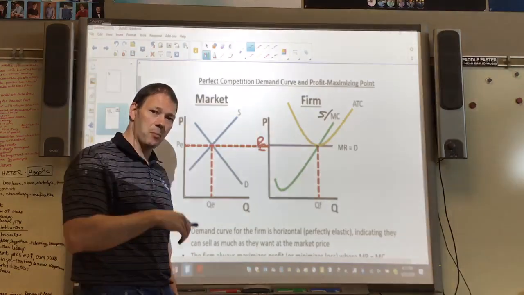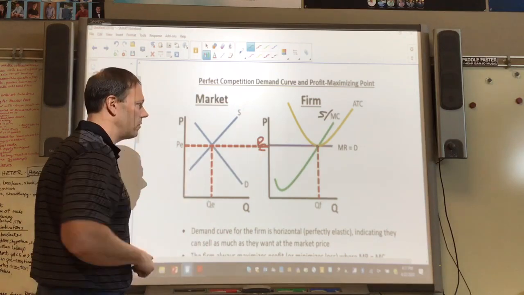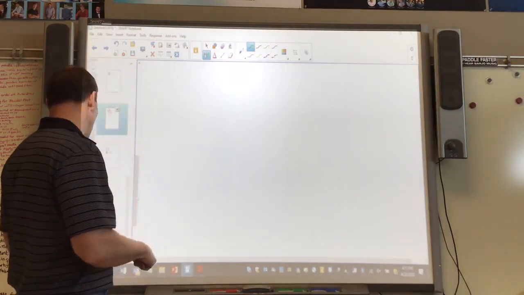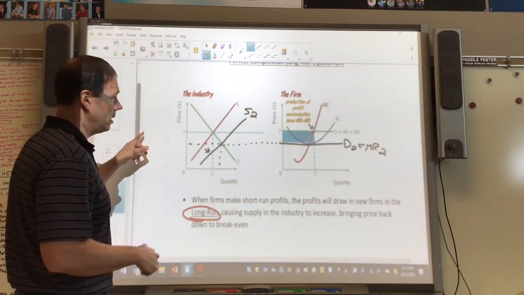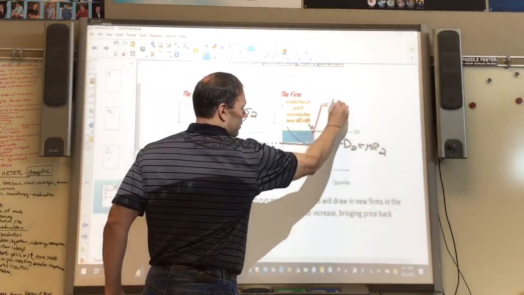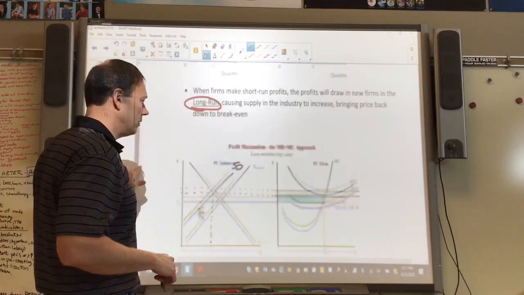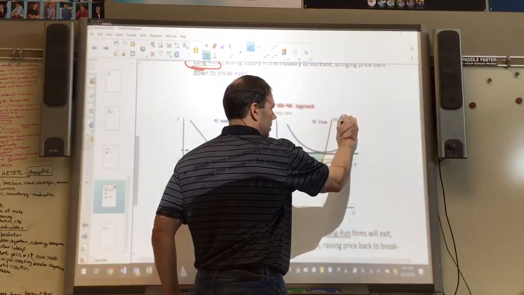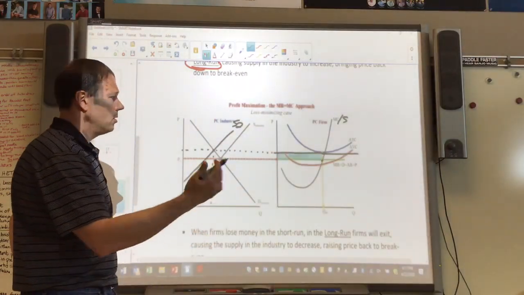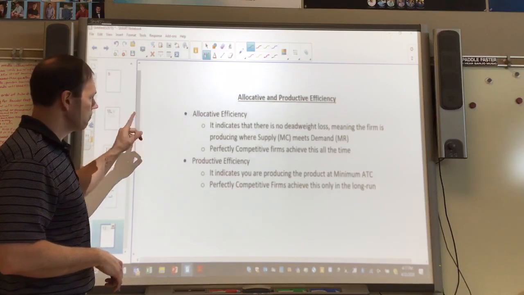So the good news about perfectly competitive markets is they always achieve allocative efficiency. There is no deadweight loss with these firms. You can look there, you can look in the long run, okay? In other situations, even here, this is where they're making profit. You're still producing, if this MC is the same as supply, where supply meets demand. If you look at this scenario where they're losing money, okay, because MR is D and MC is supply, you're always producing where supply meets demand. So you always get allocative efficiency no matter what.